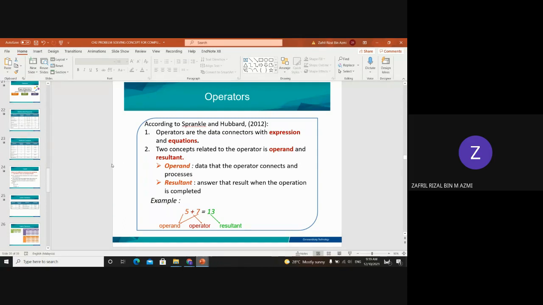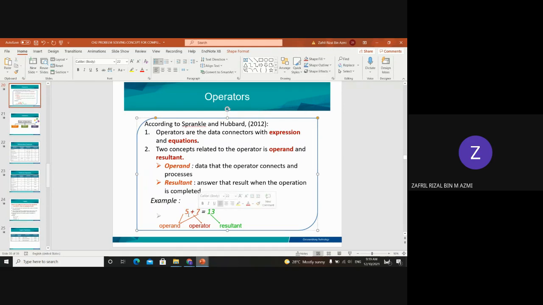So you need to know because if you have an equation something like this, 5 plus 7 equal to 13, and you want to put it inside of your program, you cannot simply put the equation like this. It is wrong. You need to know how to convert a normal equation into a computer equation that is understandable by the compiler. For example kat sini kan.